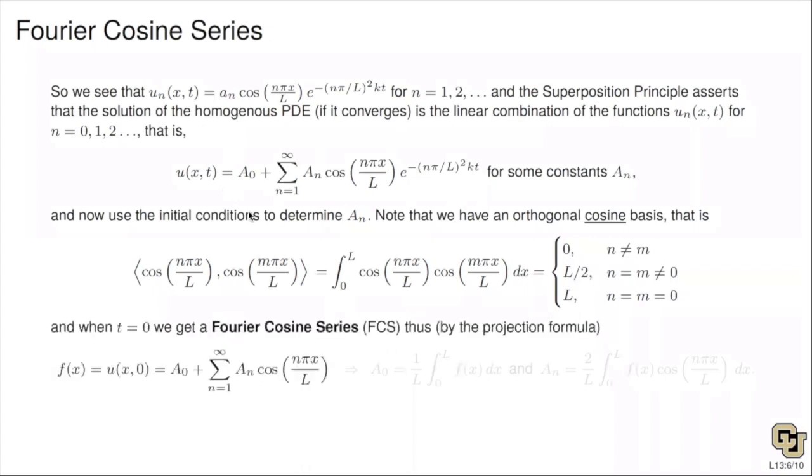And so when t equals 0, we get what's called a Fourier cosine series. And we can use the orthogonality. We've talked about this many times before and done it on homeworks many times. Use the orthogonality and the projection formula to find a sub 0, which is the average of the initial temperature, and a sub n has this formula here.